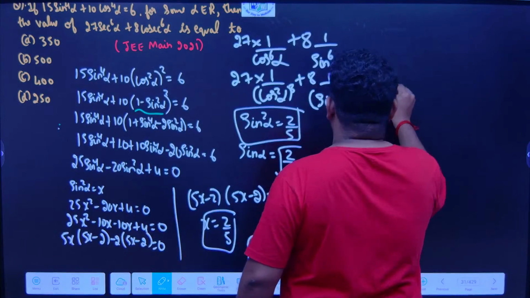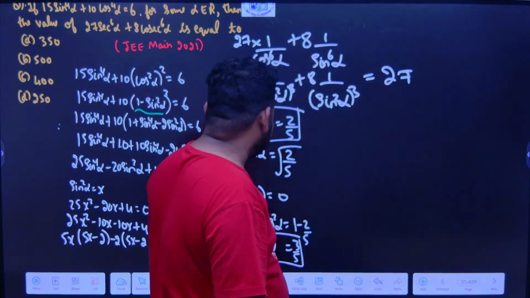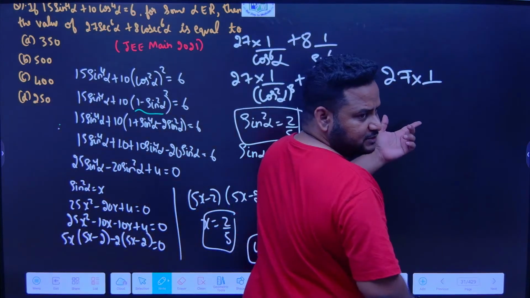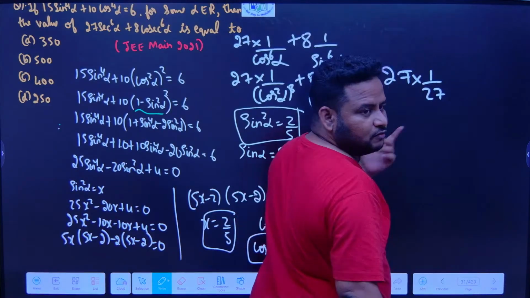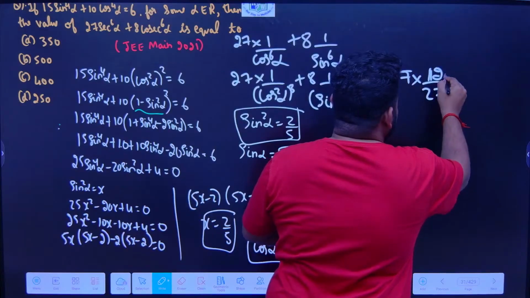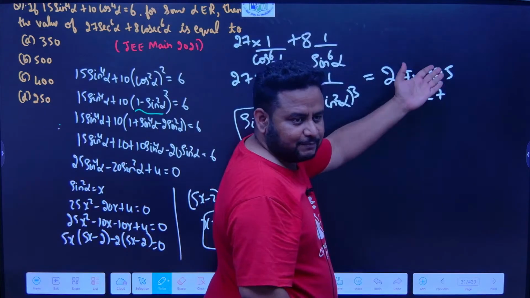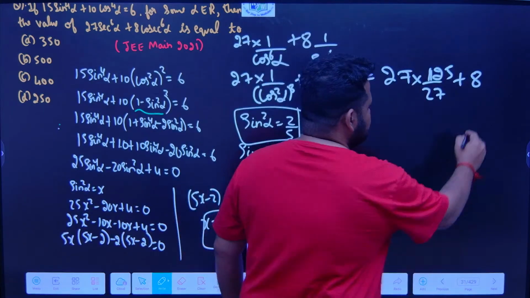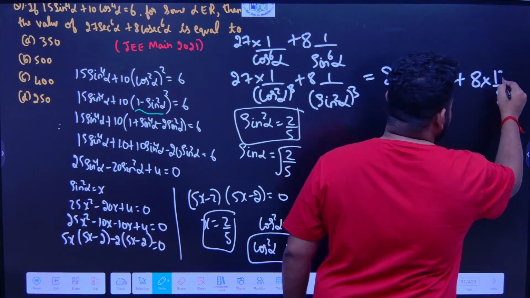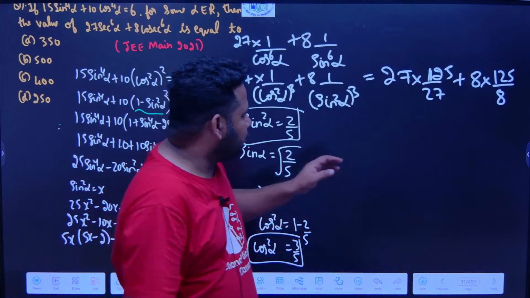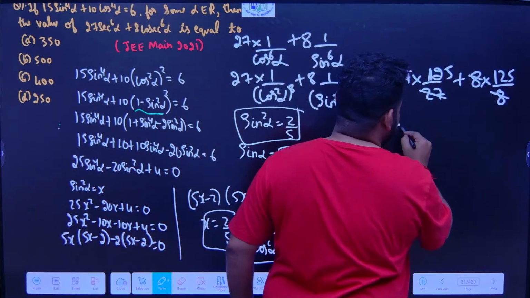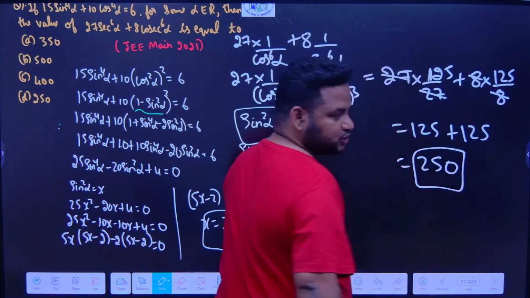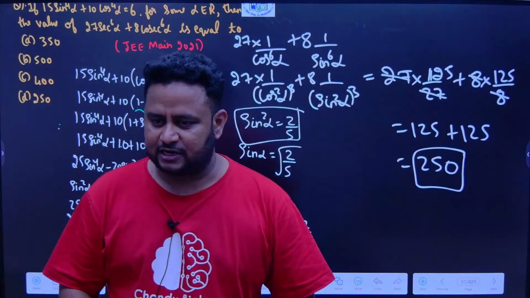So this will become equal to 27 into cos square alpha, that is nothing but 3 by 5 whole cube. 3 cube is 27, 5 cube is 125, so 125 by 27 will come up. Similarly, plus 8 into sin square alpha, that is 2 by 5 whole cube, so 125 by 8. Now 27 cancels, 8 and 8 cancel, I will be left with 125 plus 125, that is equal to 250.